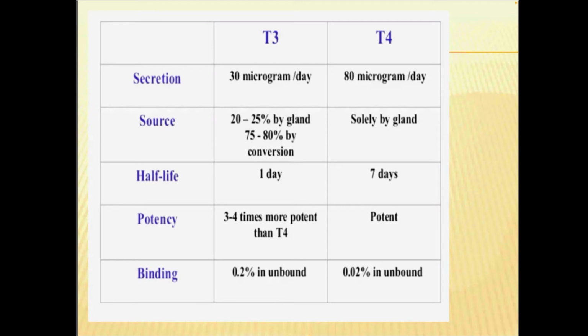Coming to the potency, T4 is of course potent, but T3 is 3 to 4 times more potent than T4. Around 0.2% of T3 is unbound, while 0.02% is unbound in T4.